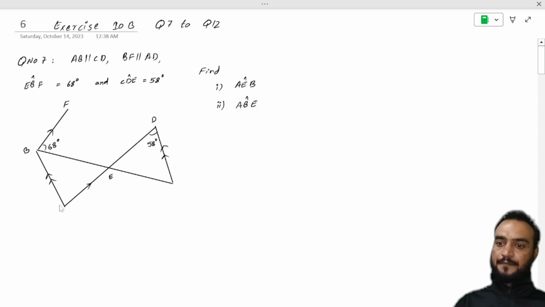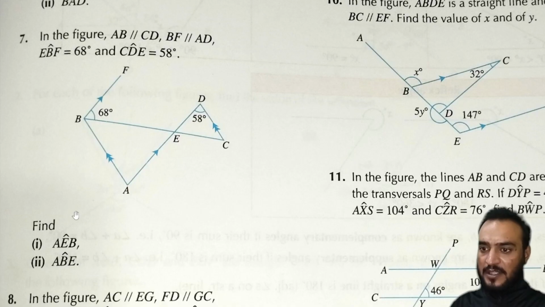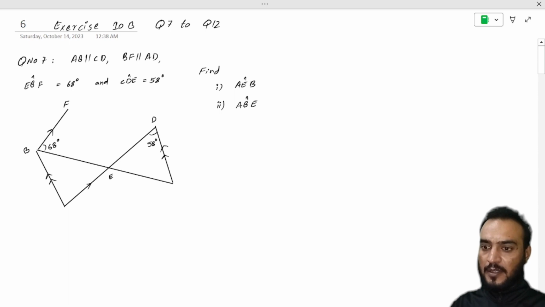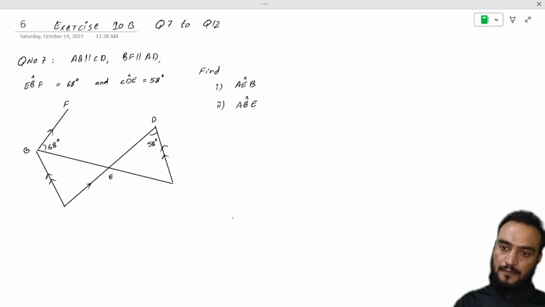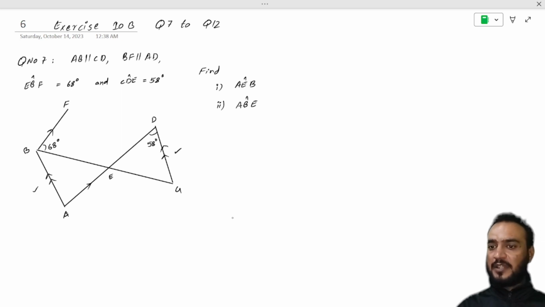EBF is the angle EBF. So let us see what other points there are. AD. So this is the point A, and let us name this point as G. Okay. So now BF is parallel to AD, and AB is parallel to DG. These are two lines which are parallel to each other, and lines with the single arrowhead are parallel to each other. So this line BF.